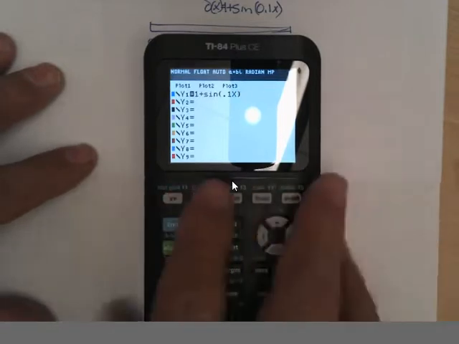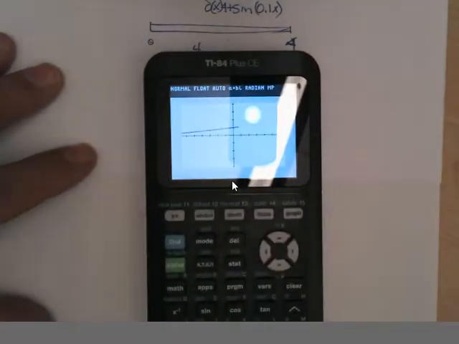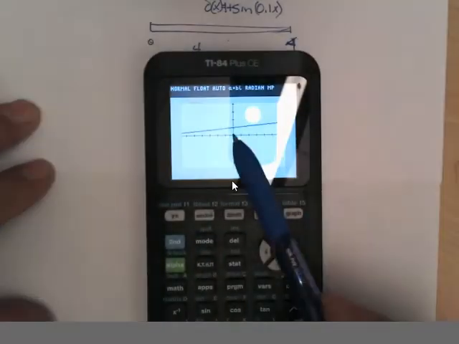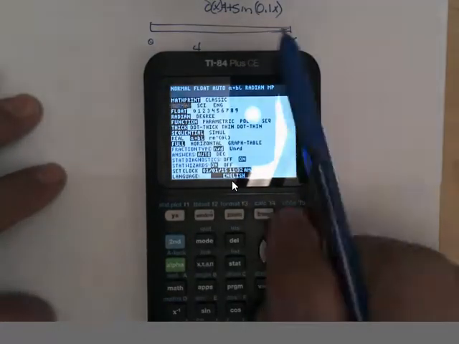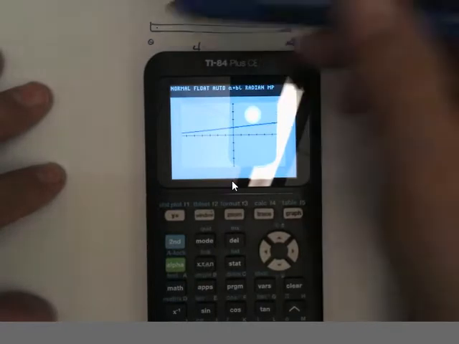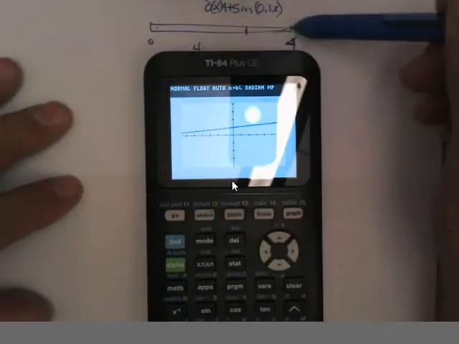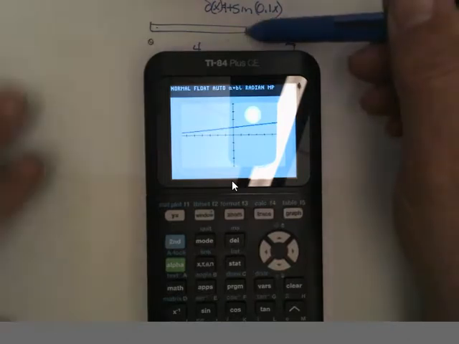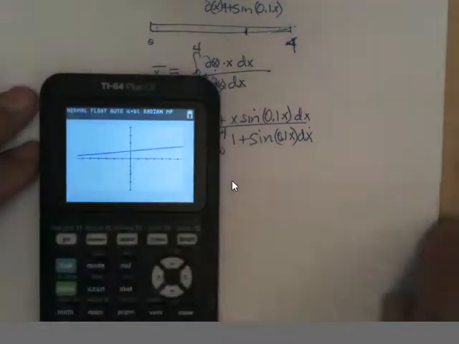So we're going from 0 to 4, so zoom decimal should be all right. And this looks like, let me make sure the mode is in radians, yes. It almost looks like a line. It's denser on this end than at the other end, so the center of mass should be closer to this end. Okay, so now let's find where the center of mass is.